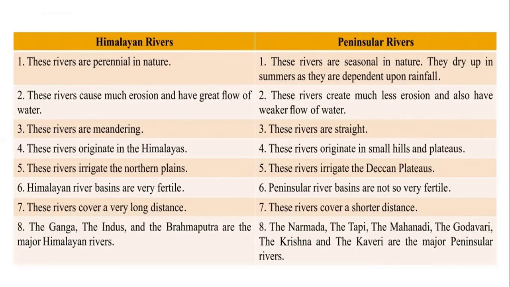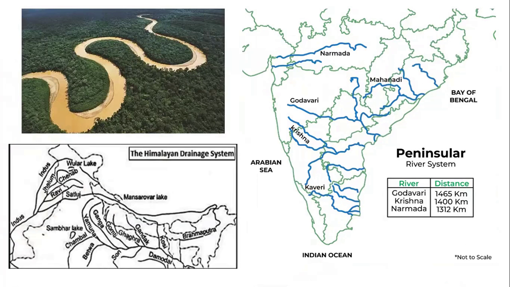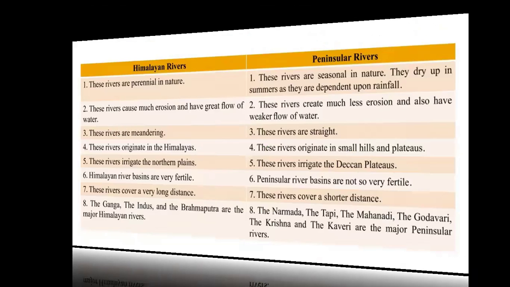Then the seventh point: Himalayan rivers cover a very long distance. On the other hand, peninsular rivers cover a shorter distance. You can understand this again with this image. You can see the peninsular rivers: Narmada River, Godavari River, Krishna, Kaveri. You can see the length of the rivers. And in the Himalayan river picture, you can see the length of the Indus River and the Ganga River. When we compare the lengths of the peninsular rivers and the Indus River, Himalayan rivers are longer. That is what the point states.